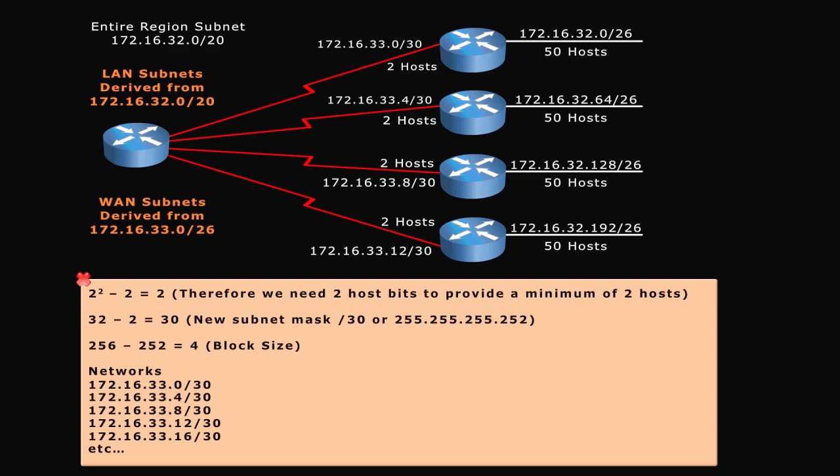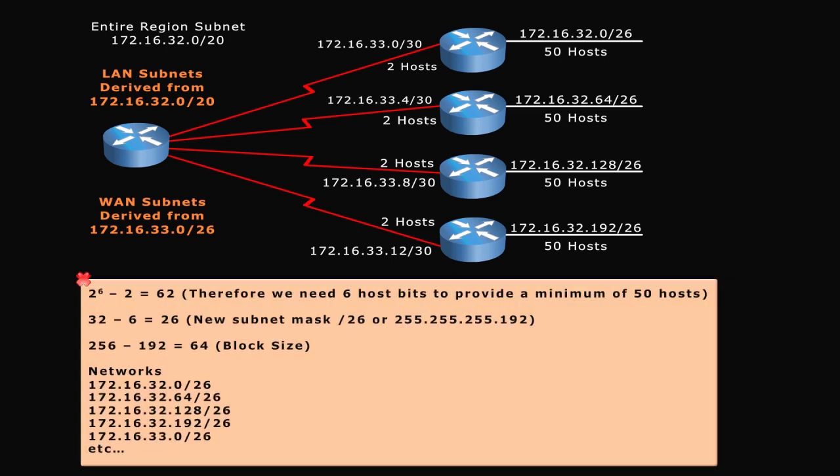So in this case, you have 33.0, 33.4, 33.8, 33.12, 33.16, and they're all /30s. So let's go ahead and put 33.0 there, 33.4 there, 33.8 there, 33.12 there. All right, and we have leftovers. We're going to have leftovers, but they're all /30s that are left over. So at any point in time, if we ever need to have additional WAN links added for additional branch offices, we have /30s we can go ahead and utilize.